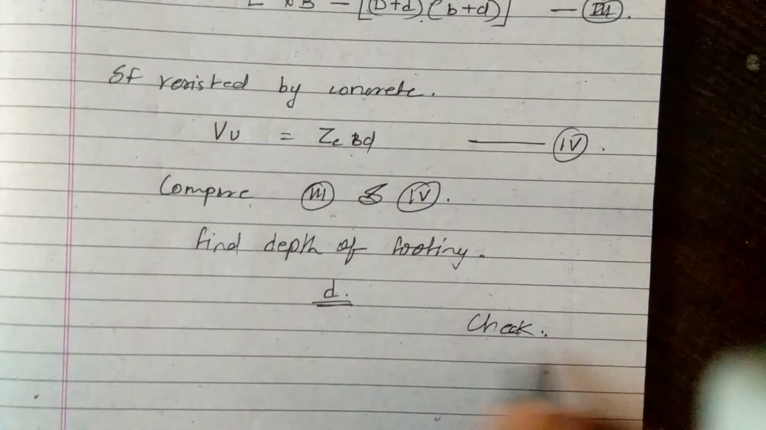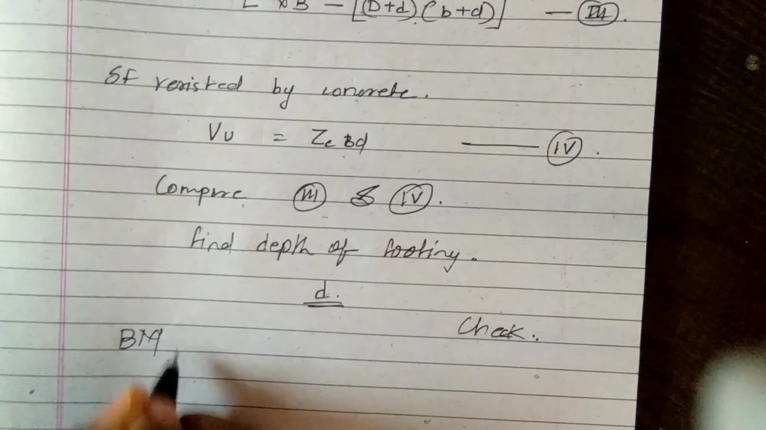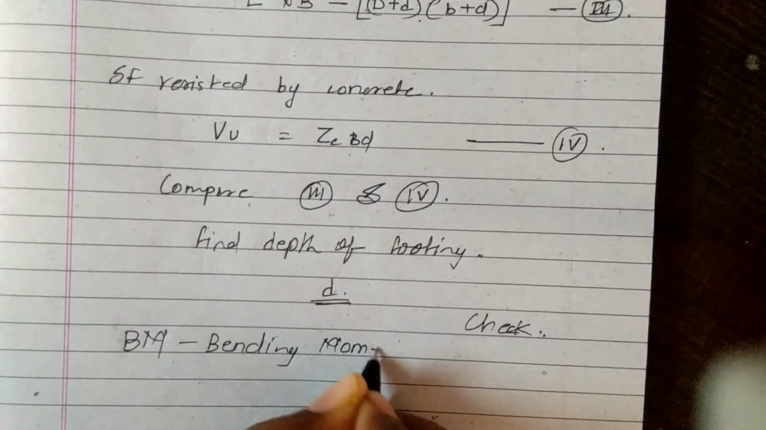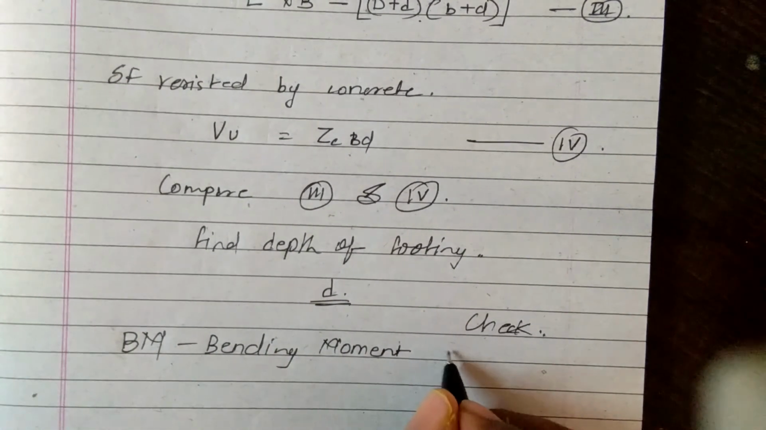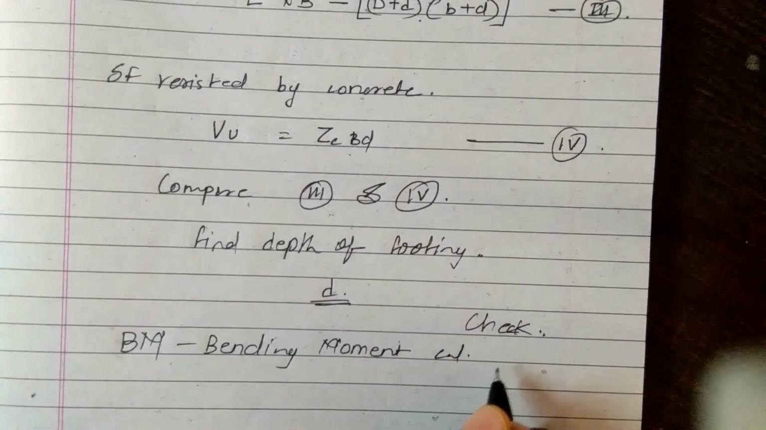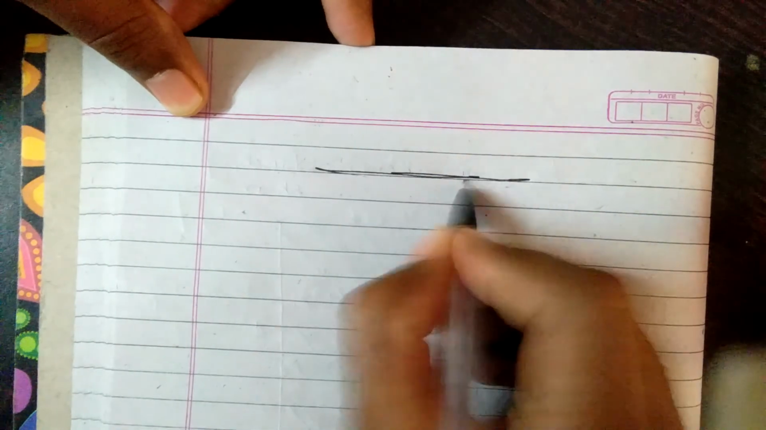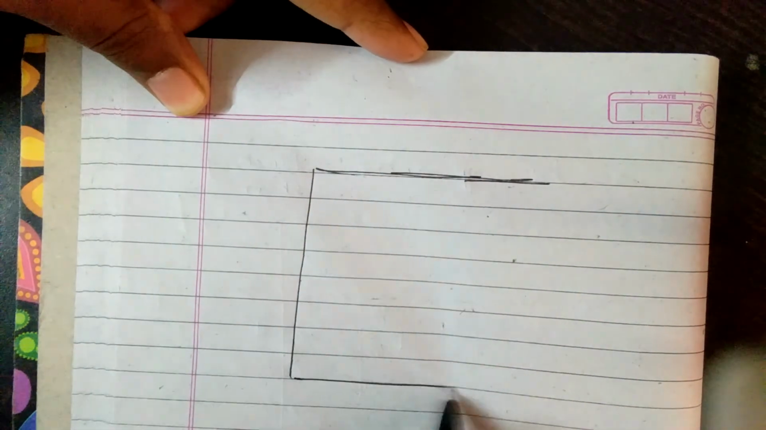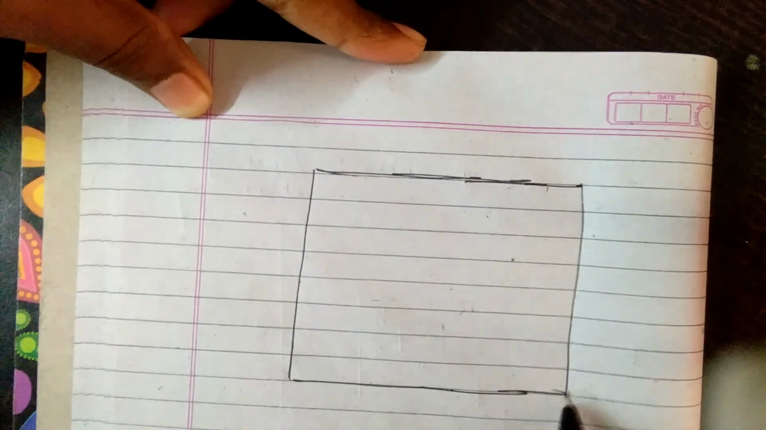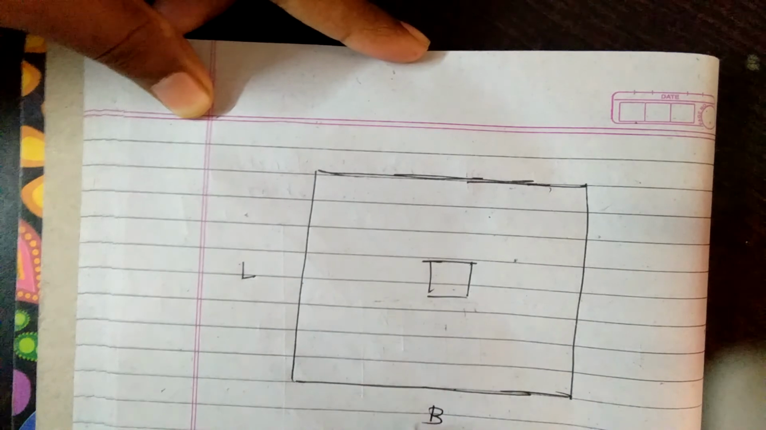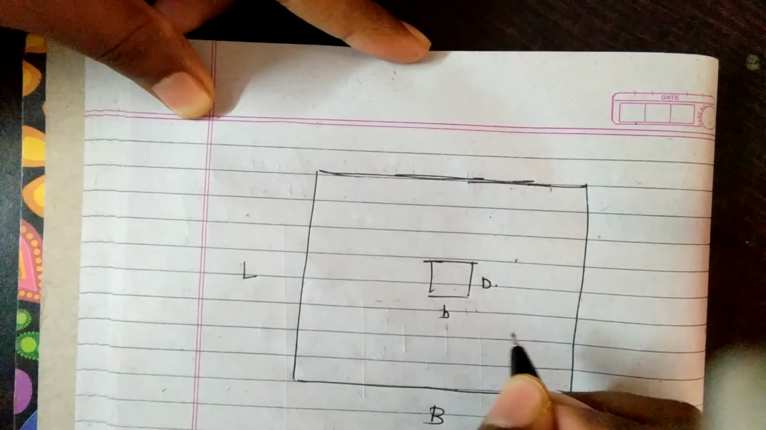Okay, bending moment calculation. Now here we will again draw the plan. See, here is our column, right? L distance, B distance, small b, capital D.